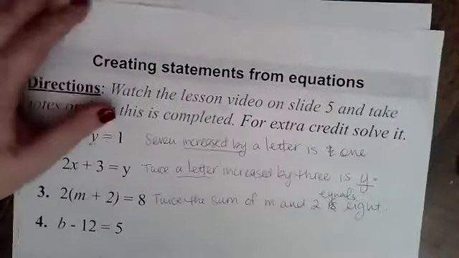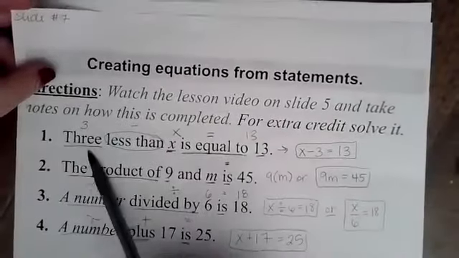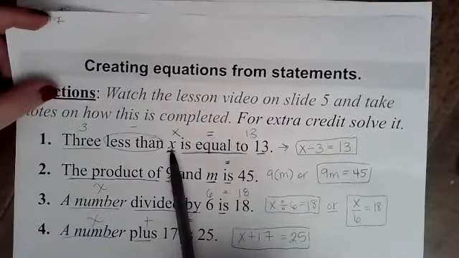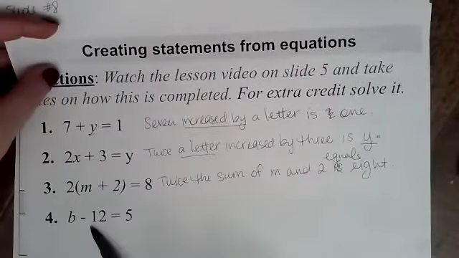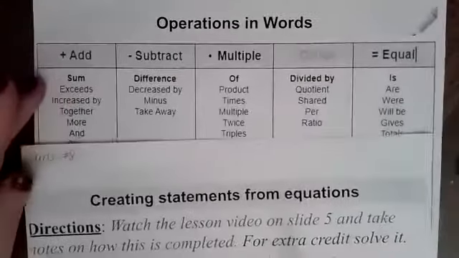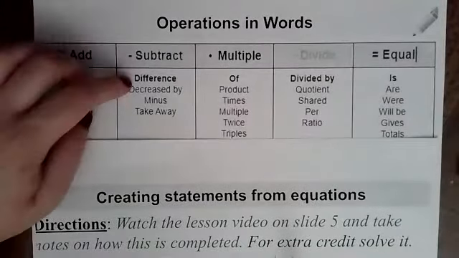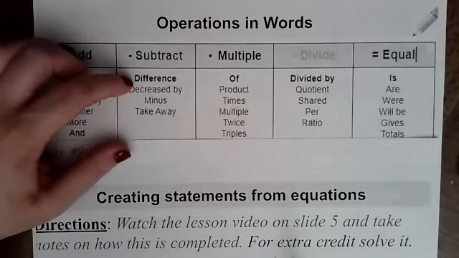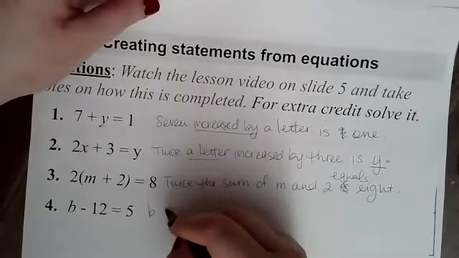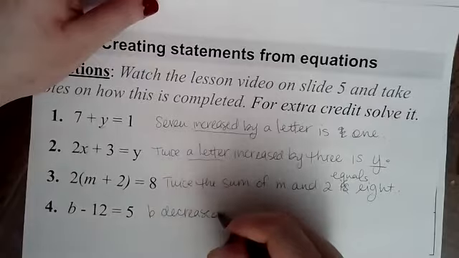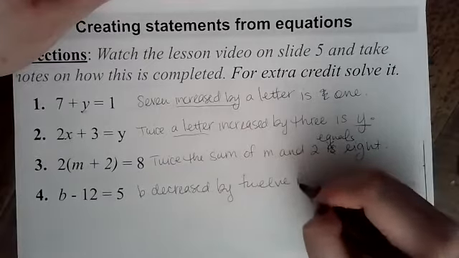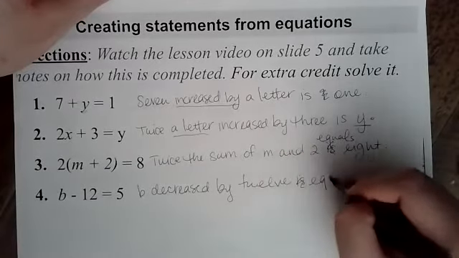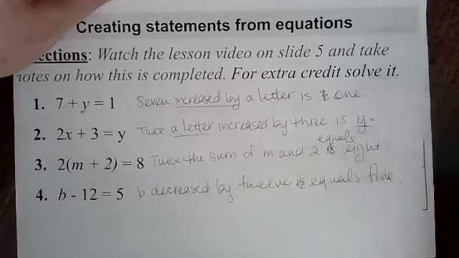Now, in this last example, right? 3 less than x. Okay? That's a turnaround word. Here you have the same situation. You can use a turnaround word or you can use something else. So let's do difference, right? Or we could say decrease by, okay? b decreased by 12 is or equals 5, okay?